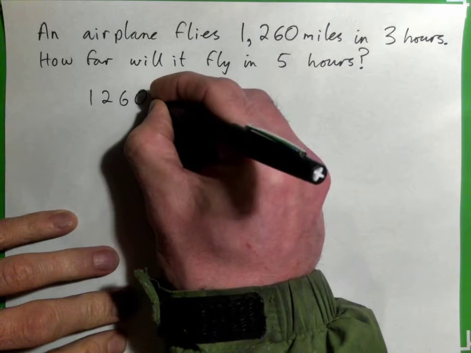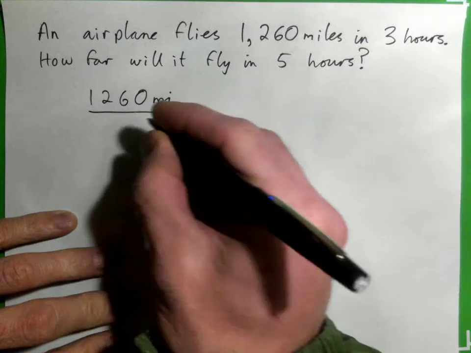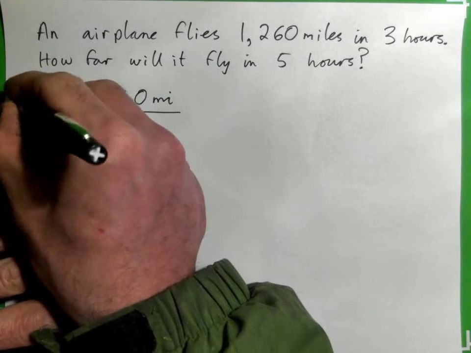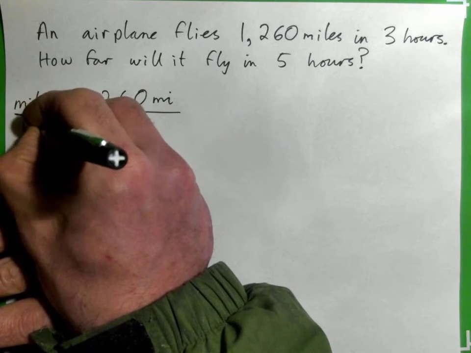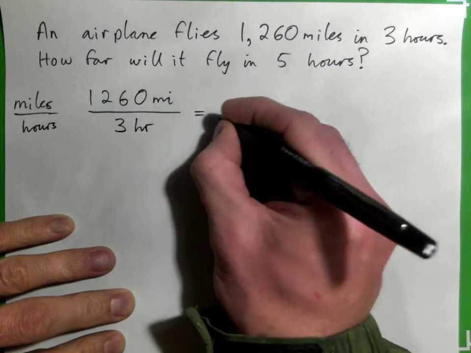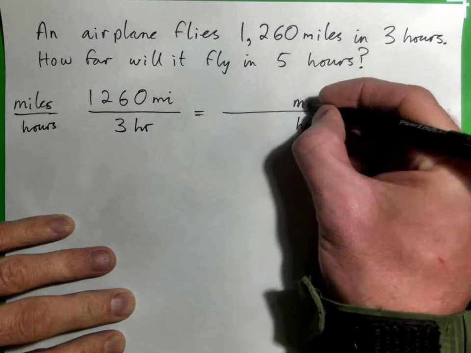1260, and I'm just going to do mi for miles, in 3 hours. It's like for every 3 hours. So it's kind of like a mile, so we go miles per hour. The miles over hours should be the same, right? HR should equal how many hours, how many miles, right?